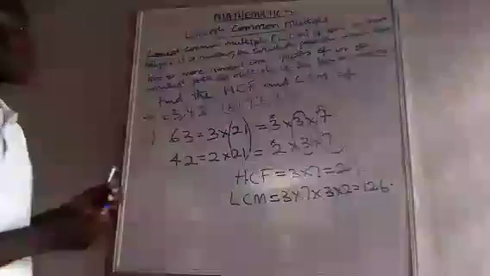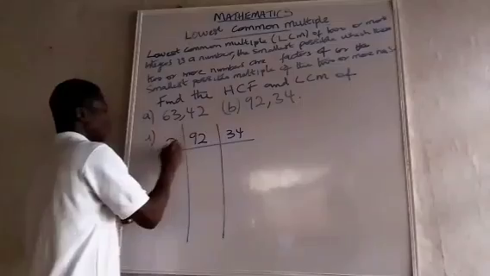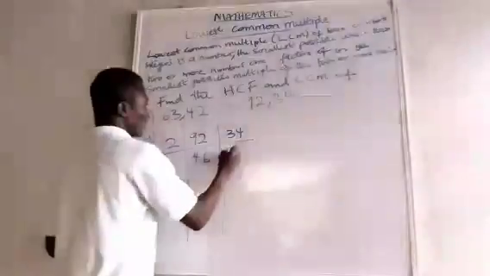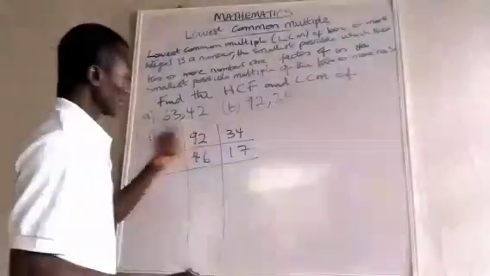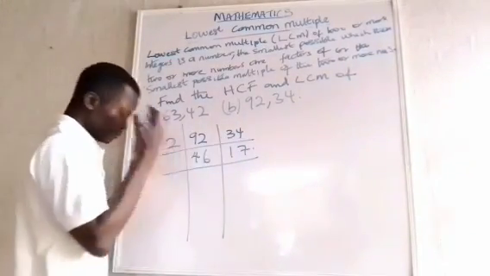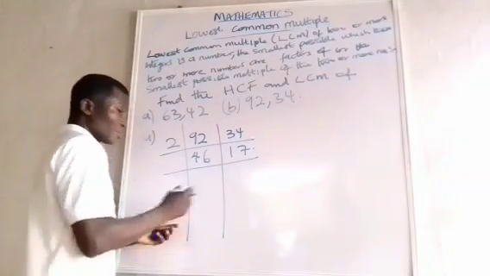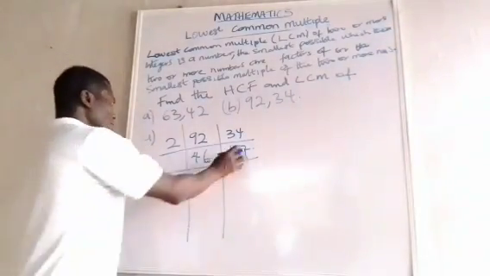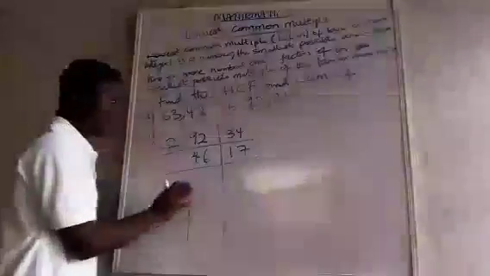Let's quickly do the second one. Now let's quickly do this. Here, let's divide by 2. 4, 6, 1, 7. What else can we divide? 17 is a, what's it called? Prime factor. 17 is a prime factor. So nothing can divide this one again. So let's leave it like this. So from here, nothing goes again.